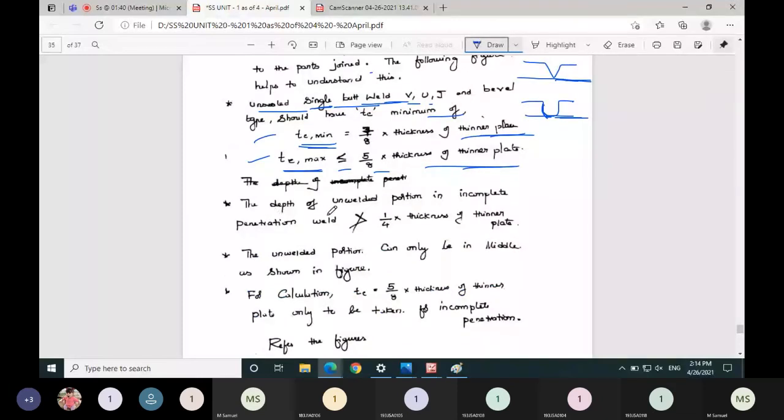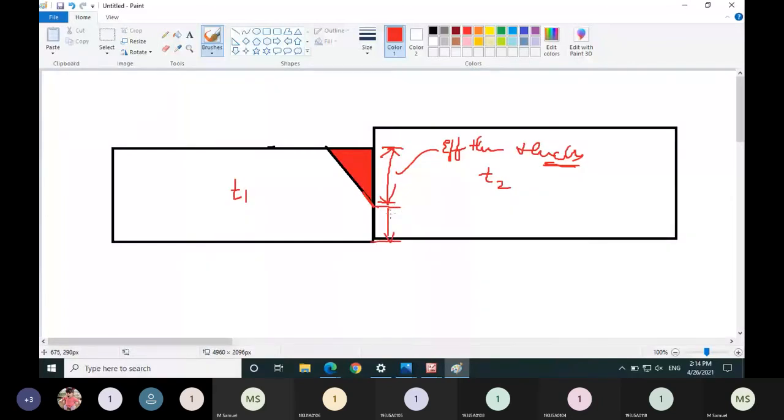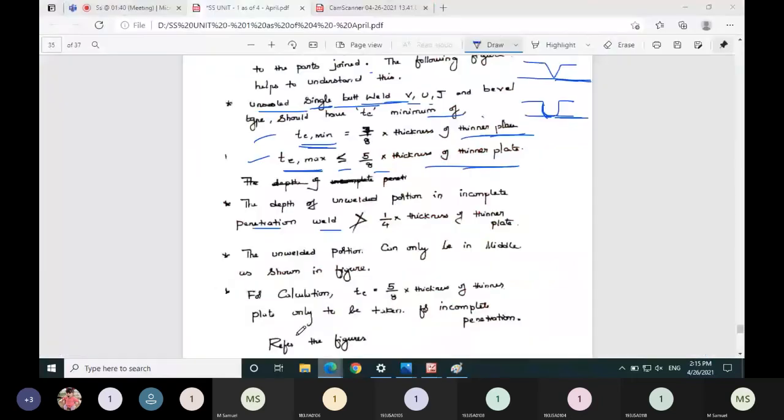And the depth of the unwelded portion in an incomplete penetration weld should not be greater than 1/4 the thickness of the thinner plate. Let me show you in this figure itself. See here, this is the depth of incomplete penetration, right? The depth of the unwelded portion. This should be less than how much? 1/4 of the thickness of the thinner plate. It should not be greater than that, it should be less.